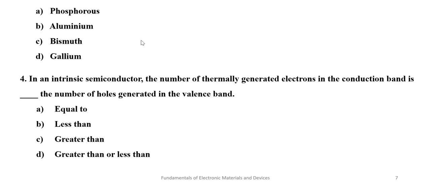From these options, can you tell me which are not N-type dopants? Please take your time and think and get back to me. We have phosphorus, aluminium, bismuth, and gallium. Out of these, which are not N-type dopants, which means that they are P-type dopants? Which out of these is a P-type dopant?